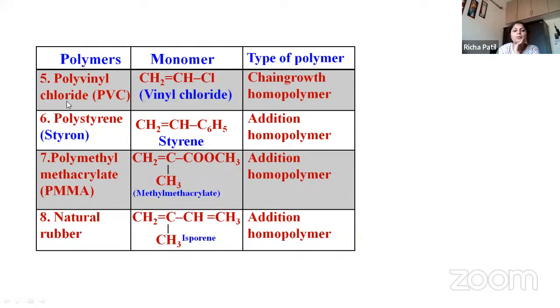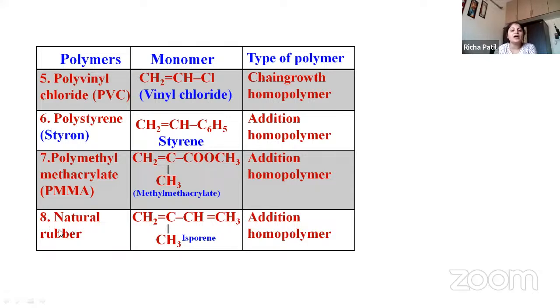Then polystyrene. What is the monomer? It is styrene, and this is the structure of styrene. What type of polymer is it? It is an addition homopolymer. Then next is polymethyl methacrylate, abbreviated as PMMA. The monomer is methyl methacrylate, and this is its structure. The type of polymer is an addition homopolymer.